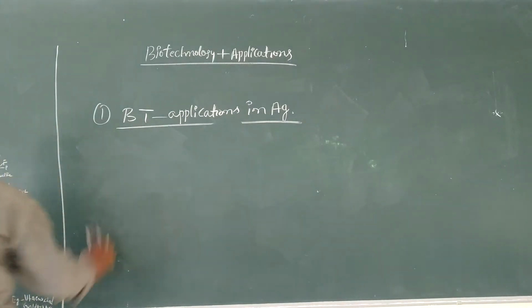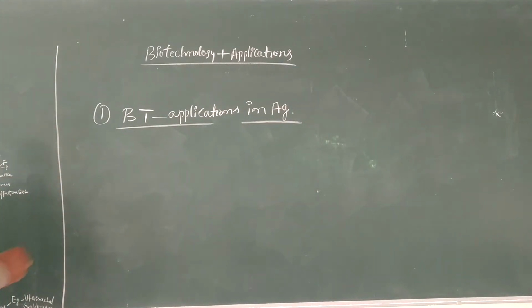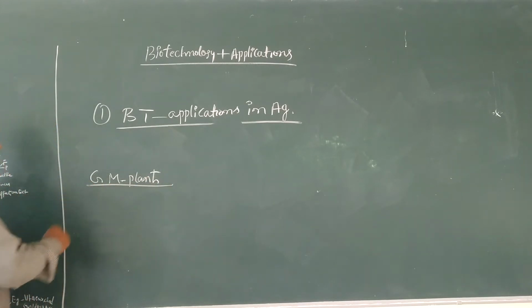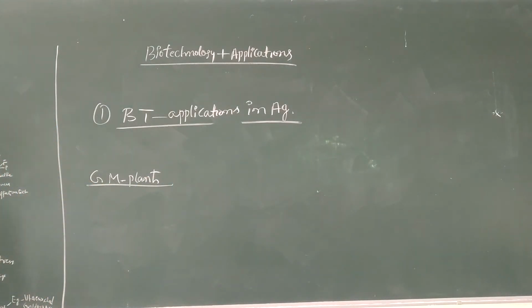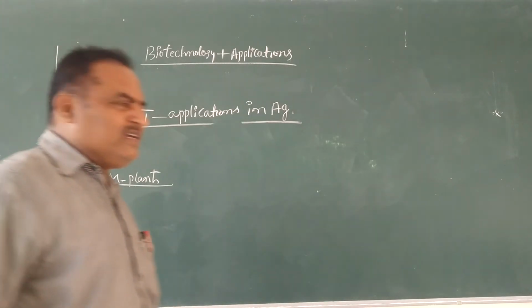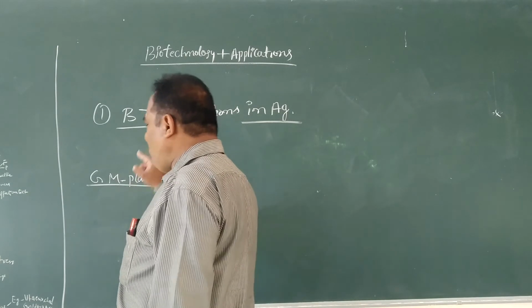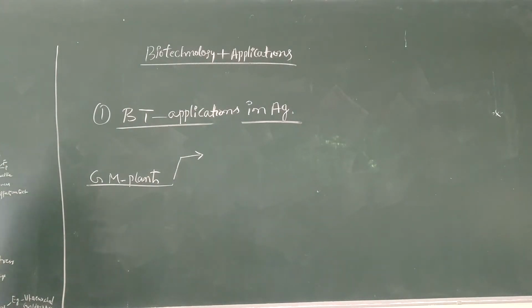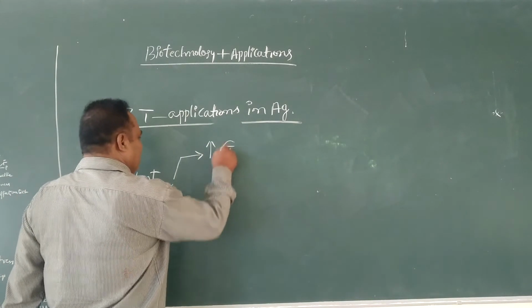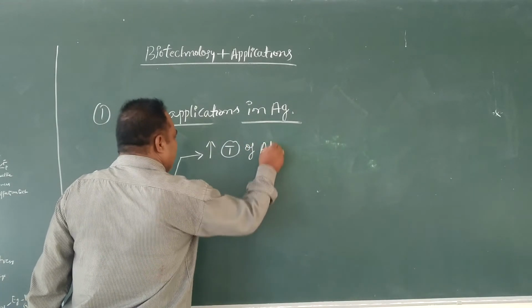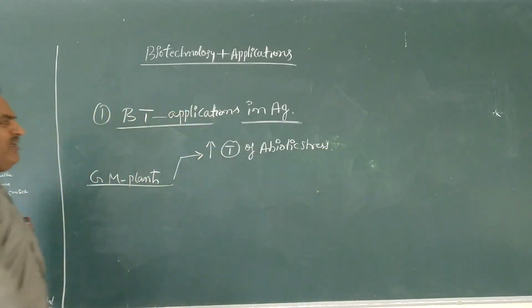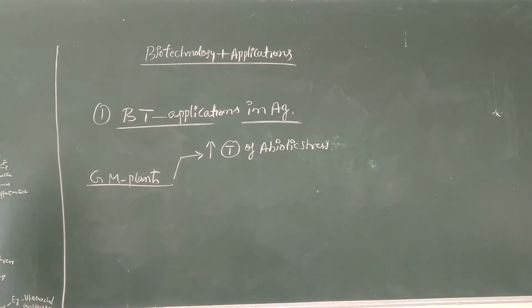With the help of biotechnological processes, genetically modified plants are raised. These genetically modified crop plants have special characters, including increased tolerance of abiotic stress. That is one of the characteristics of genetically modified crop plants.